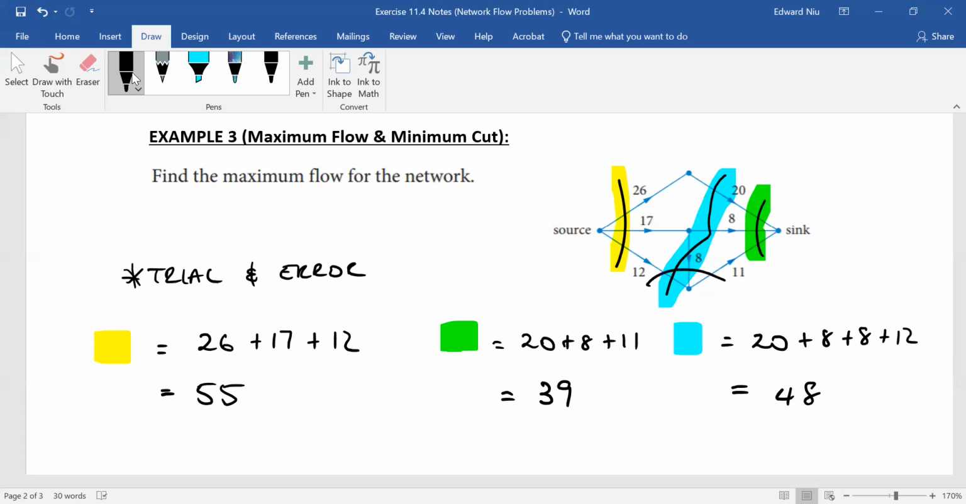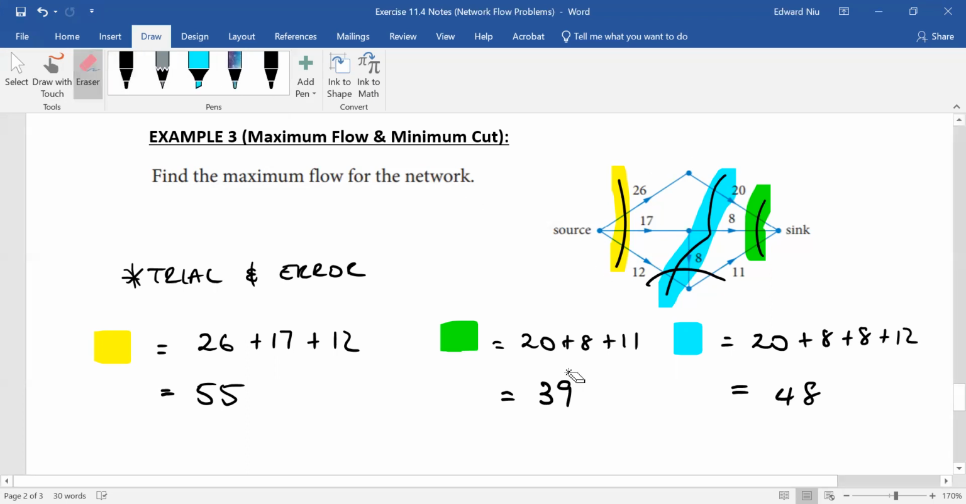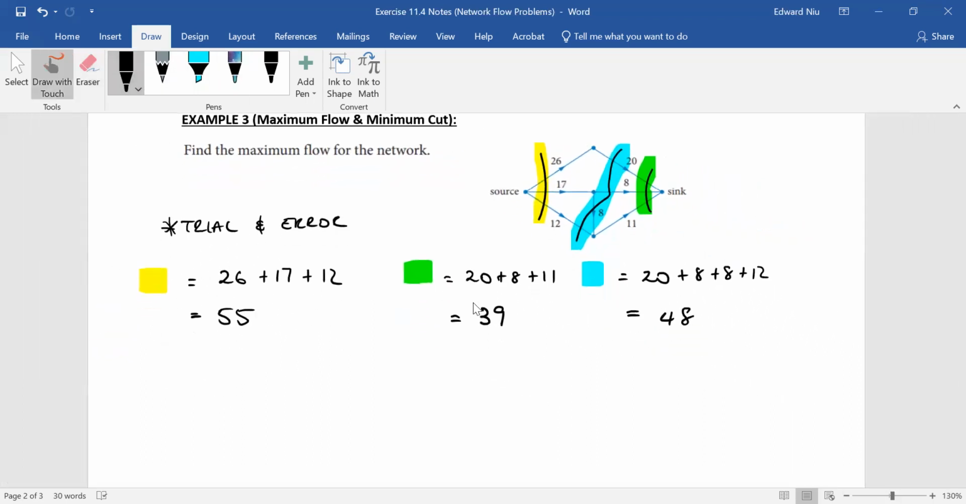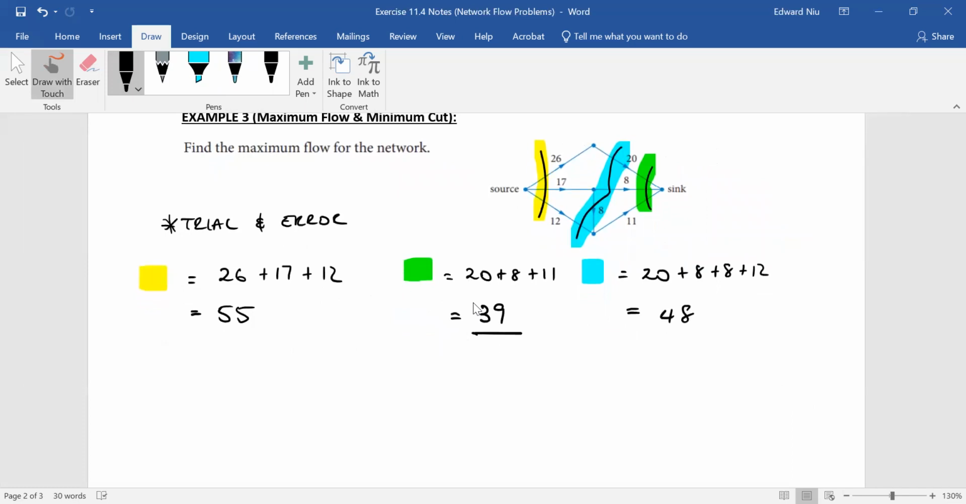Again, cuts like this, they don't count because water flows would go through the middle and lie at the top. It's got to constrict all water sources. 11, 19, nah. Yeah, so our winner is the green line. Okay, so this is going to be the maximum flow.